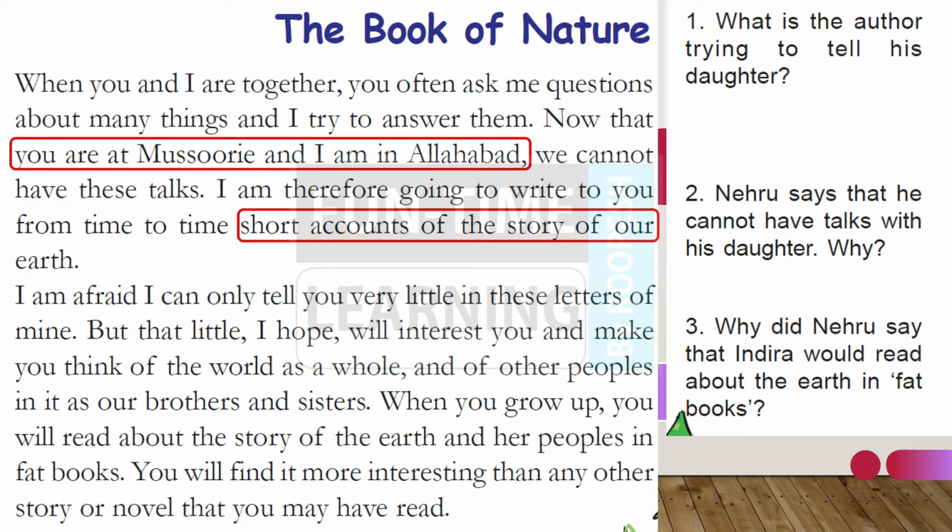Nehru says that he cannot have talks with his daughter. Why? ഞാൻ അലഹാബാദിലും നീ മുസോറിയിലുമാണ് എന്ന് പറയാൻ കഴിയില്ല. നെഹ്റു അലഹാബാദിലും മകൾ മുസോറിയിലുമാണ് എന്നേ പറയാൻ കഴിയുകയുള്ളൂ. So we have to change the answer accordingly. Nehru was in Allahabad and Indira, his daughter, was in Mussoorie. This is how you change the answer.